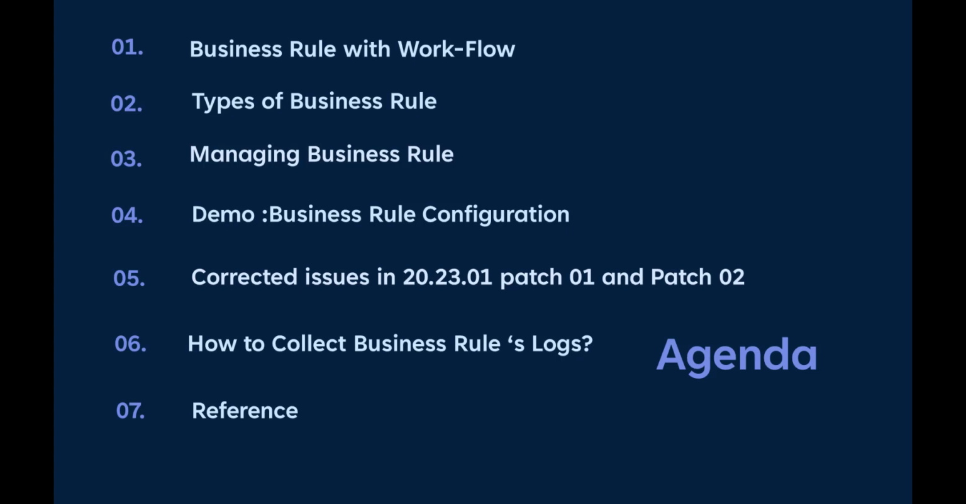Let's overview the agenda of today's webinar. We will cover business rule and their workflow, how the business rule can be configured with the different types of business rule option. Configuration of business rule will be covered by the demonstration with the different examples. If business rule gets failed, we cover the procedure of log generation and including the issues corrected in the patch version 2023-01, patch 1 and patch 2.